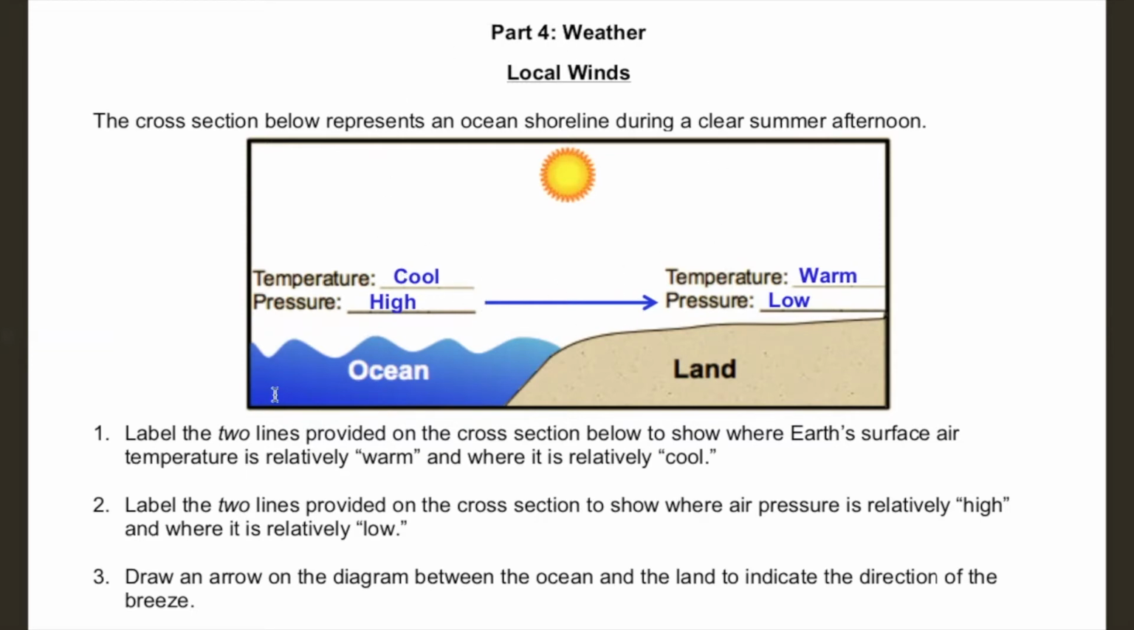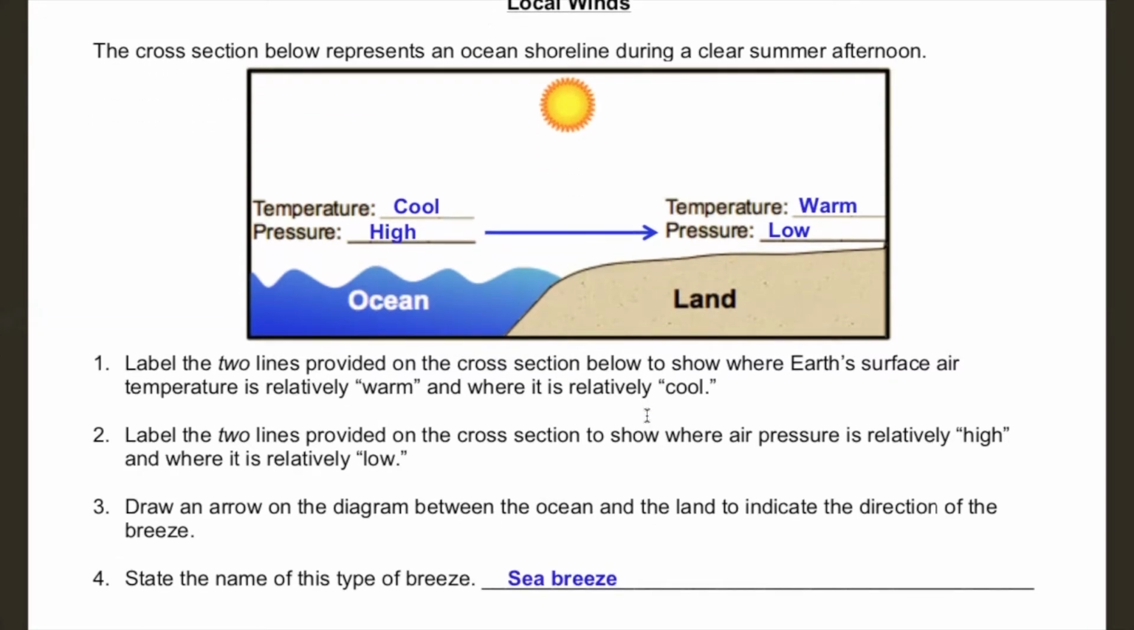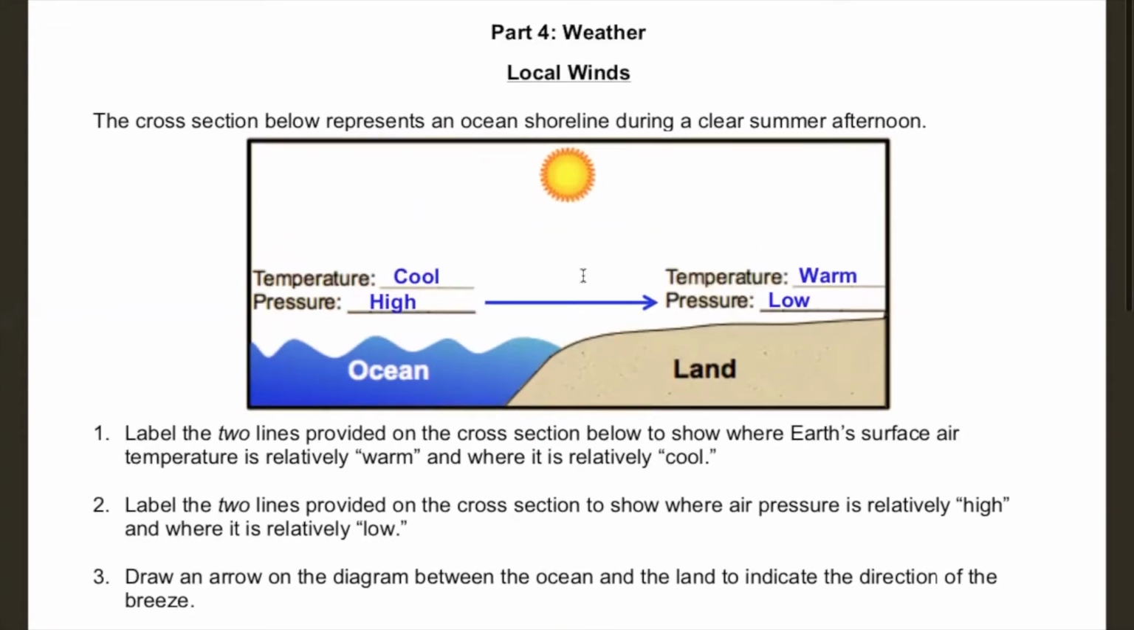It says draw an arrow on the diagram between the ocean and land to indicate the direction of the breeze. Well, winds always blow from the high to the low. So the wind would be coming off of the water and going towards the land. We don't call it an ocean breeze, we call it a sea breeze, and that happens during the daytime. If you've ever been to the beach during the day, it's very windy. Honestly, anytime near the beach, it's really windy because you have such a stark difference between your ocean and land. So that's why the beach is always so windy.